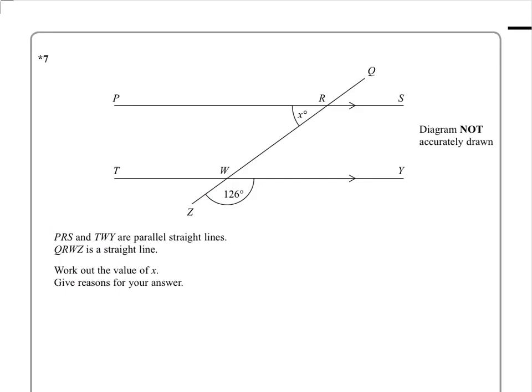Well, in this question here, we have quality of written communication. So we've really got to show all our workings here. It says PRS and TWY are parallel straight lines. That's shown by these signs here. And we've got QRWZ is a straight line. Well, the straight line that cuts through two parallel lines is called a transversal line.